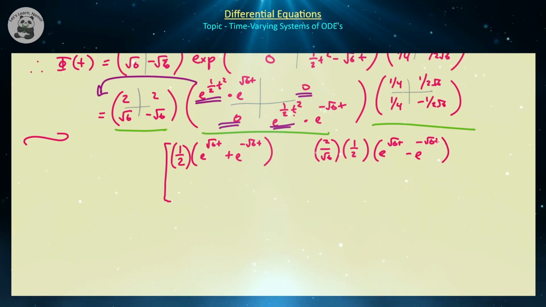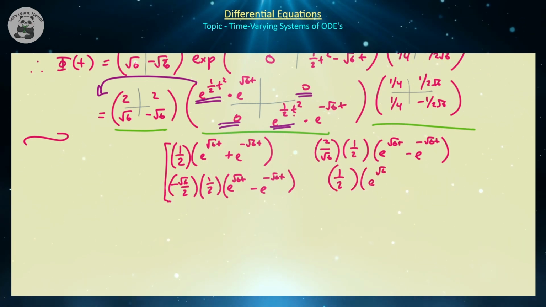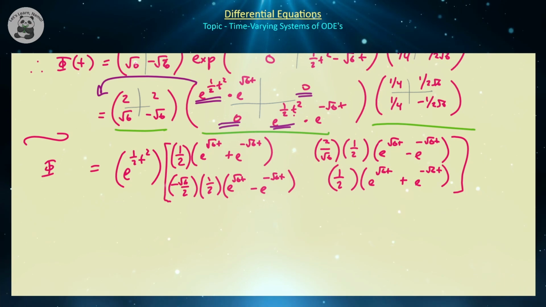And then over here we're going to have minus the square root of 6 over 2 times 1/2, let's do e to the square root of 6t minus e to the minus square root of 6t. And then over here, what will we have? 1/2 e to the square root of 6t plus e to the minus square root of 6t. So that's just the product of those three matrices. Definitely a lot of fun and exciting algebra there. So that's our phi of t.